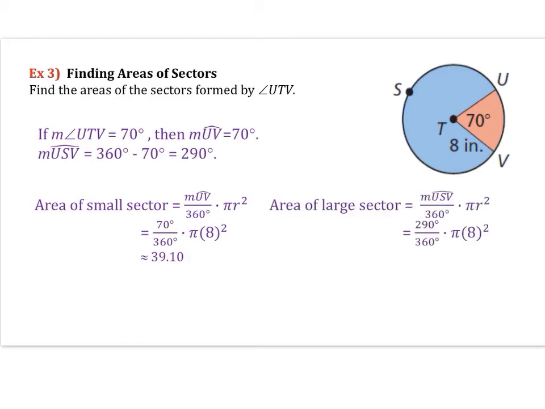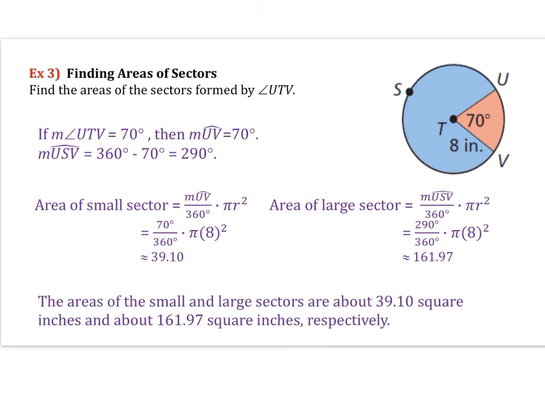We can do the same setup for finding the large sector. So the measure of arc USV out of 360 degrees times pi r squared. Substitute 290, we just calculated that up here, out of 360, so part out of whole, times pi r squared, still dealing with a radius of 8, resulting in about 161.97. So the areas of the small and large sectors are about 39.10 square inches and about 161.97 square inches, respectively.